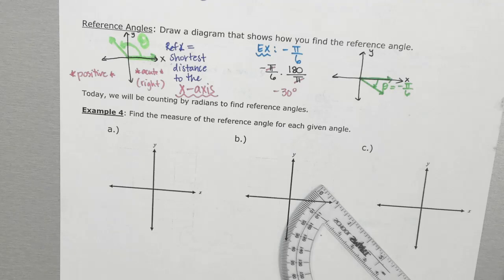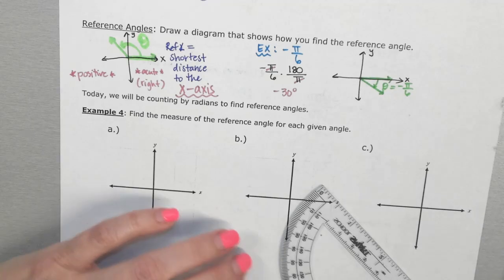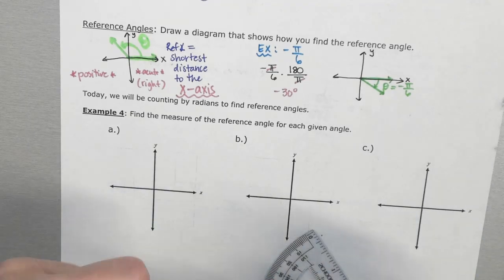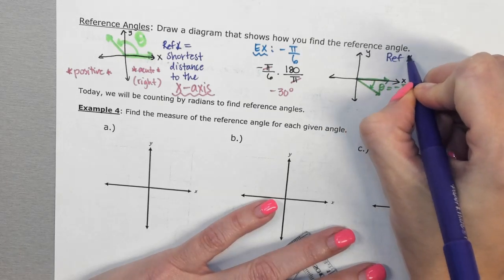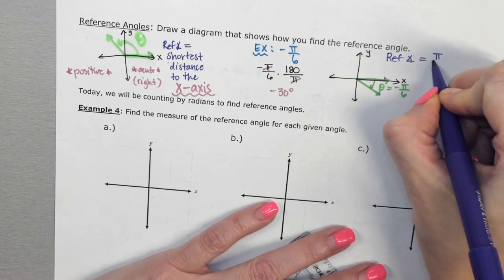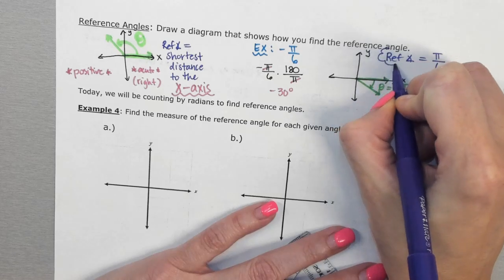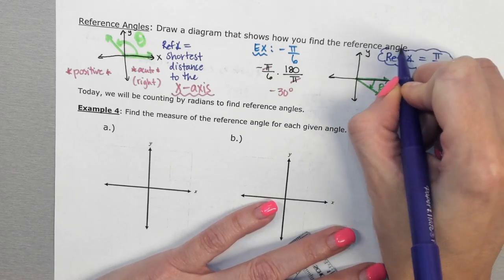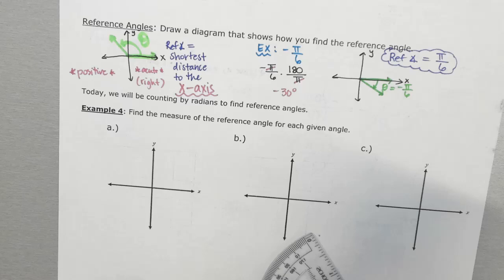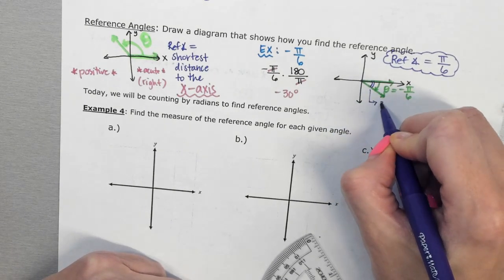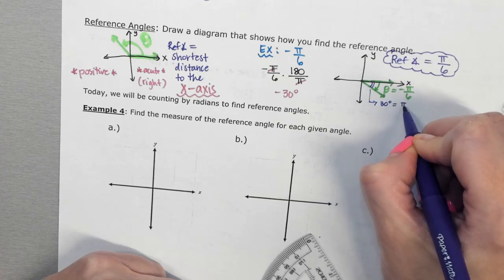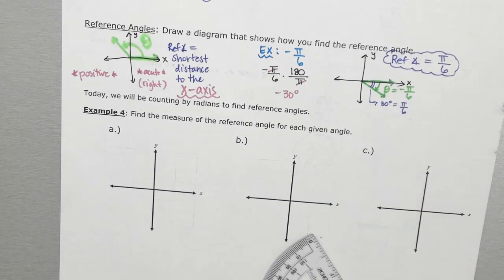So what is that? It's 30 degrees, yep. And what would that be in radians? Okay, so your reference angle is going to be pi over 6. Remember, your reference angle is always positive. So it's going to be pi over 6. This is the reference angle. So 30 degrees is your pi over 6 value.